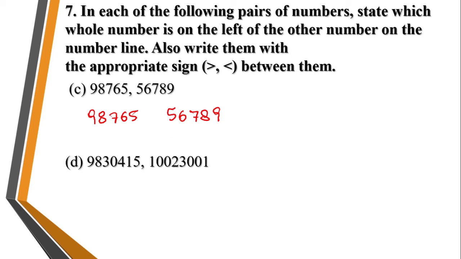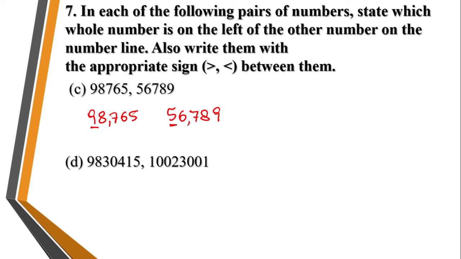Now, first we should check the digits, right? Now in the first number we have 1, 2, 3, 4 and 5. So in the first number we have 5 digits. And in the second number we have 1, 2, 3, 4 and 5. So in the second number also we have 5 digits. Right, so 5 and 5 are equal. Then if the digits are equal, we should compare the leftmost digit. So in the first number the leftmost digit is 9. And in the second number it is 5.